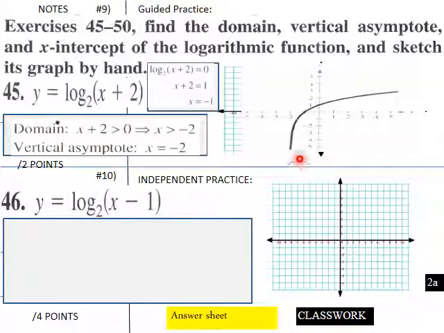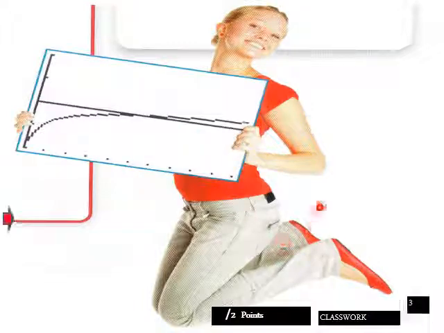So in that situation, that is where you have a 0 on your x-axis, when x equals negative 1, y would equal 0. You're making this equal 0, and that's what you get. You take log base 2 of both sides, and you get x plus 2 equals 1. And then the x-intercept in this case here is negative 1.